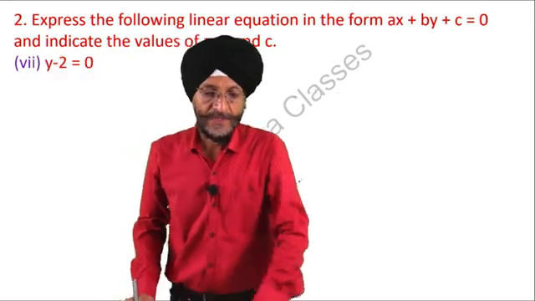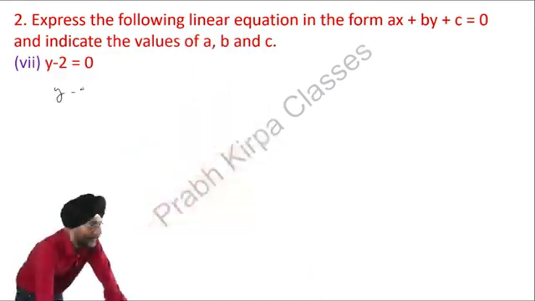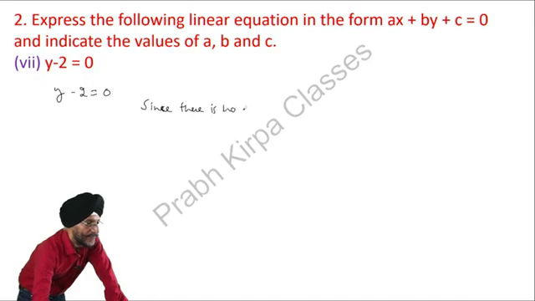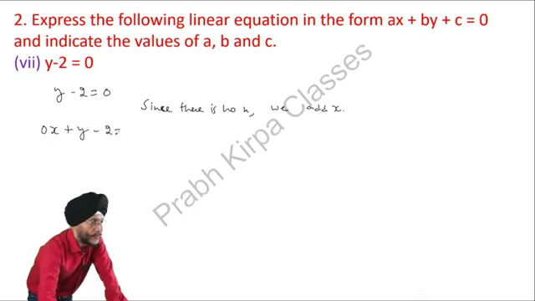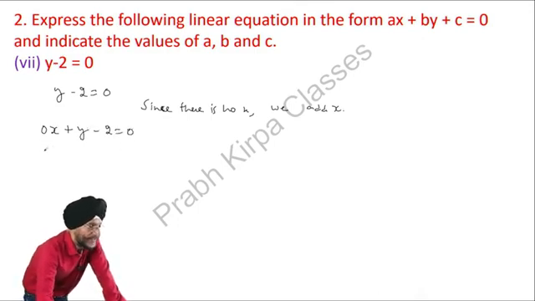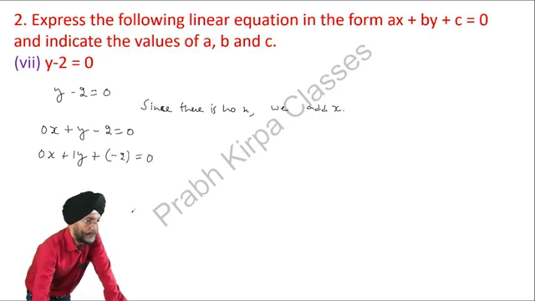Next is y minus 2 is equal to 0. Since there is no x in this equation, we add x. So here we will add 0x plus y minus 2 is equal to 0. We can rewrite it as 0x plus 1y minus 2 is equal to 0.